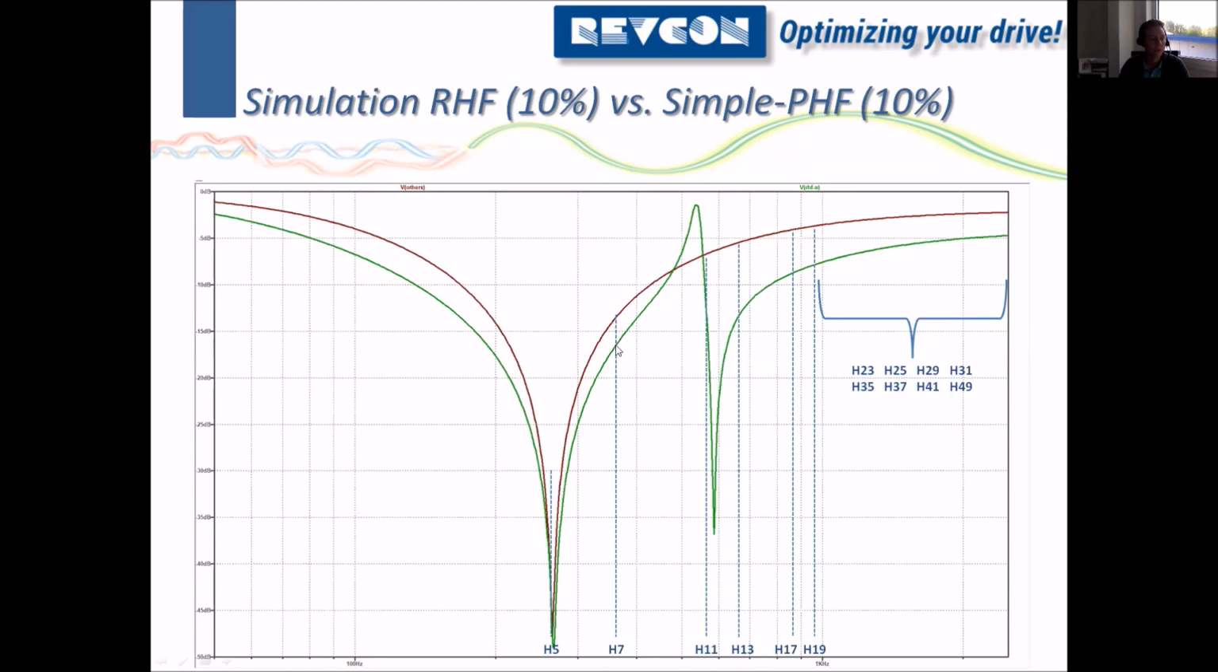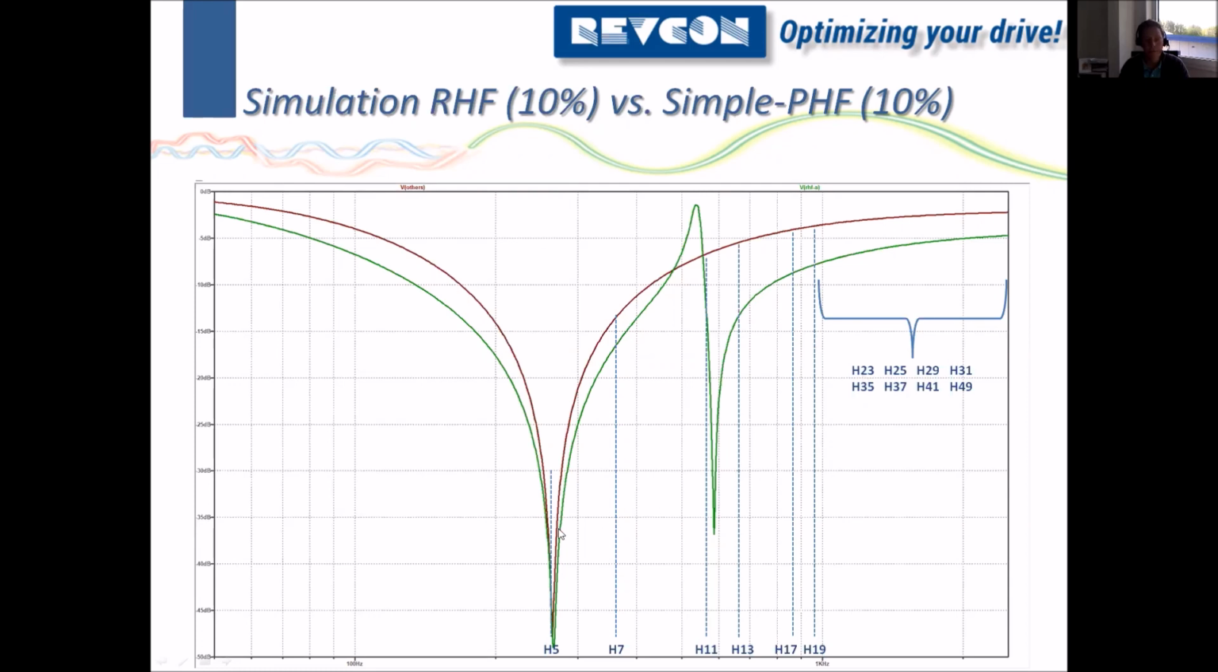On the 7th, you will see a small difference. On the 11th, you will also see a small difference. On the 13th, you will see a quite big difference, 17, 19. So for all these higher order harmonics, anything including the 7th and above, you will have a much stronger damping on the signals in these frequency areas.